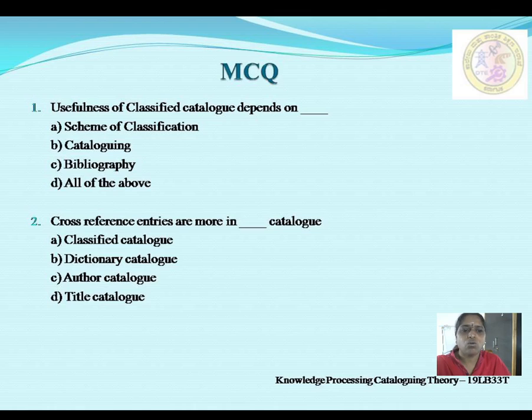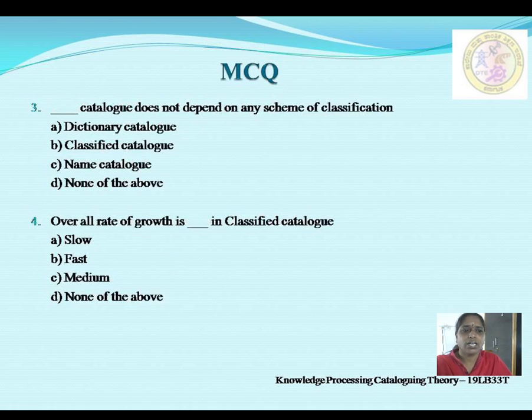cross-reference entries are more in dash catalog. Cross-reference entry ಎಲ್ಲಿ ಜಾಸ್ತಿ ಇರುತ್ತೆ? ಕ್ಲಾಸಿಫೈಡ್ ಕ್ಯಾಟಲಾಗ್ ಅಲ್ಲ, ಡಿಕ್ಷನರಿ ಕ್ಯಾಟಲಾಗ್ ಅಲ್ಲ, ನೇಮ್ ಕ್ಯಾಟಲಾಗ್ ಅಲ್ಲ, ಆಥರ್ ಕ್ಯಾಟಲಾಗ್ ಅಲ್ಲ, ಅಥವಾ ಟೈಟಲ್ ಕ್ಯಾಟಲಾಗ್ ಅಲ್ಲ. Yes, cross-reference entries are more in dictionary catalog. As I told you, dictionary catalog ಅಲ್ಲಿ cross-reference entries ಕೊಟ್ಟಿಲ್ಲ ಅಂತ ಹೇಳಿದರೆ ಸಬ್ಜೆಕ್ಟ್ದು ರಿಲೇಟೆಡ್ ಸಬ್ಜೆಕ್ಟ್ಸನ್ನು ನಾವು ಹುಡ್ಕೋಕೆ ಕಷ್ಟ ಆಗುತ್ತೆ, ರಿಲೇಟೆಡ್ ಬುಕ್ಸನ್ನು ಹುಡ್ಕೋದು ಕಷ್ಟ ಆಗುತ್ತೆ. ಸೊ cross-reference entries ಎಲ್ಲಿ ಜಾಸ್ತಿ ಇದೆ? ಇಟ್ ಇಸ್ ಎ ಡಿಕ್ಷನರಿ ಕ್ಯಾಟಲಾಗ್.